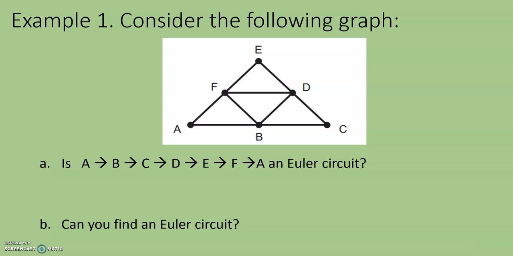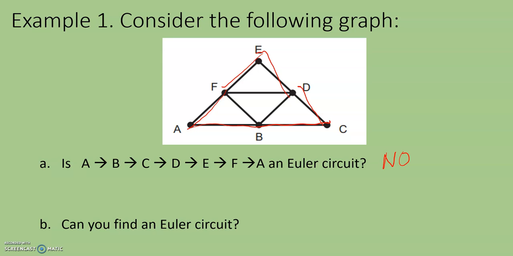So here we go. Consider example 1. Look at the graph. We've got vertices E, F, D, A, B, and C. And our first question is, is A, B, C, D, E, F, A an Euler circuit? Here we go. Trace it. A, B, C, C to D, D to E, E to F, F to A. Is it an Euler circuit? No, because it does not use F to D, F to B, or B to D. It does not use each of the edges.